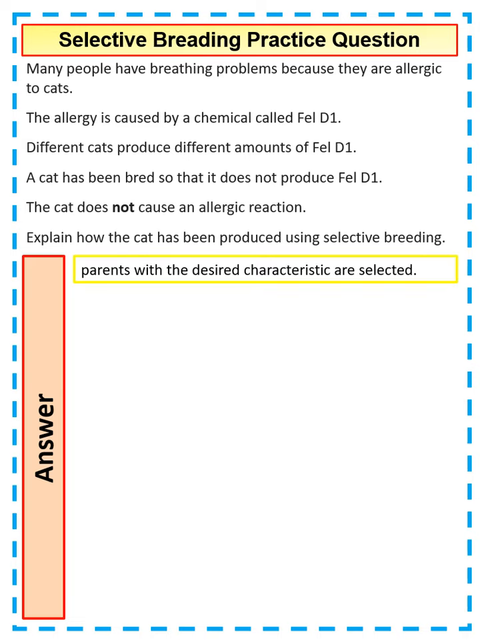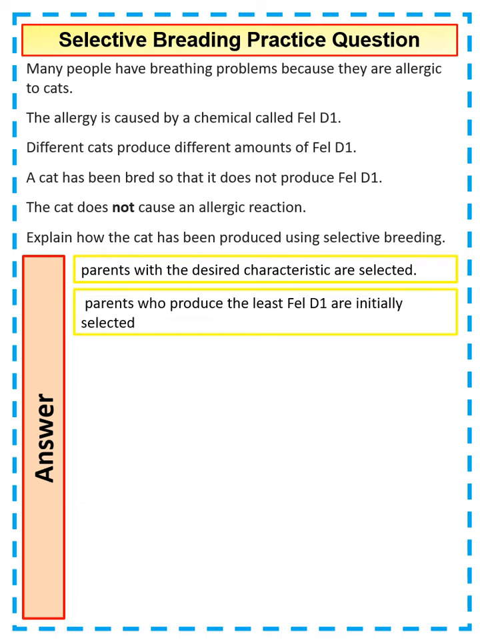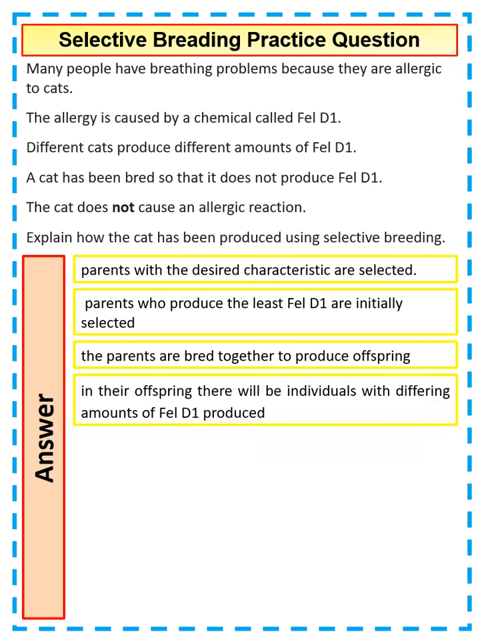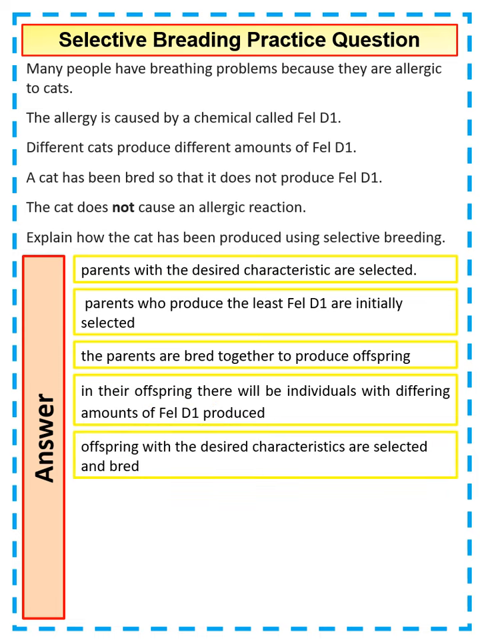So we're starting off by finding parents with the desired characteristics that we are looking for, so not producing that protein. Parents that produce the least amount of FeLD1 are selected. The parents are then bred together and produce offspring. The offspring will have different amounts of FeLD1 production because there's always variation. The offspring with the desired characteristics, so the least amount of FeLD1, will be selected and bred together.